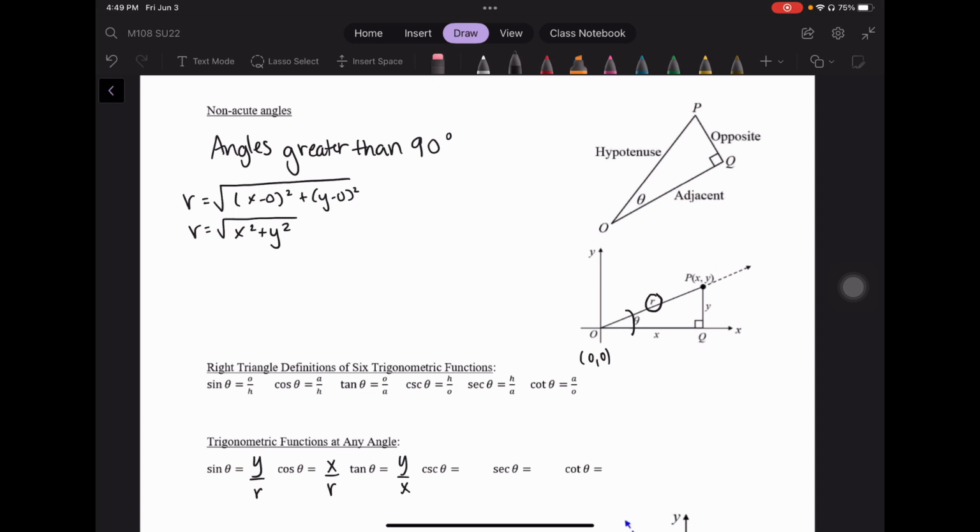Cosecant is the reciprocal of sine, so that's going to be r over y. Secant is the reciprocal of cosine, which is r over x. And cotangent is the reciprocal of tangent, or x over y.